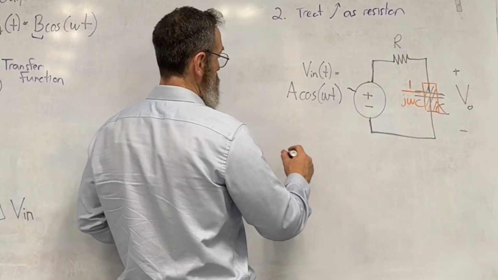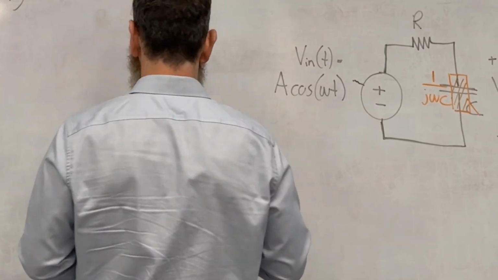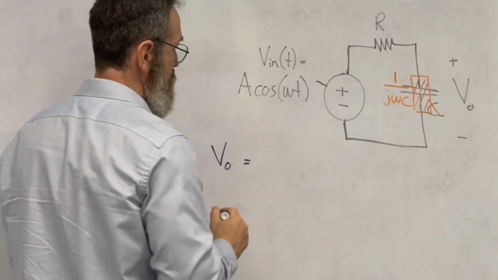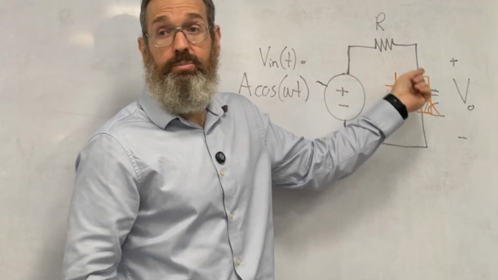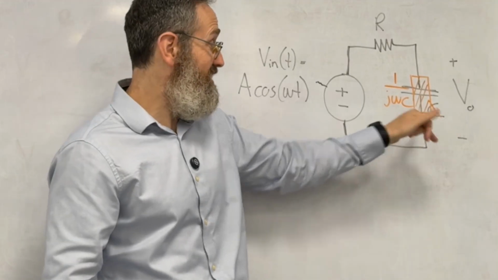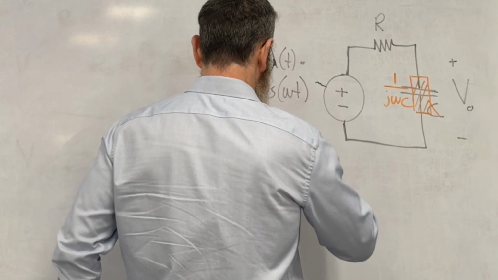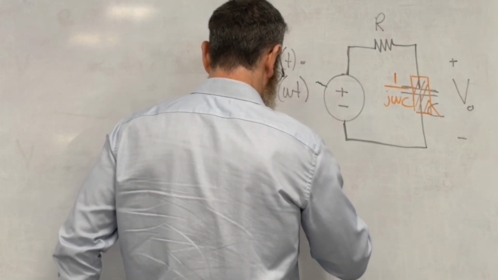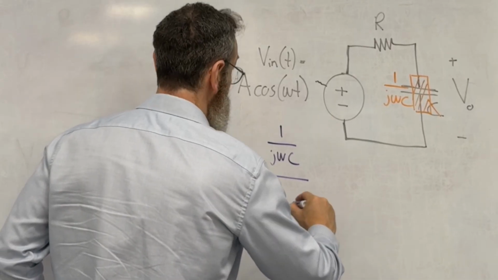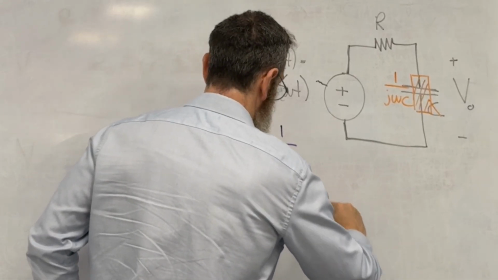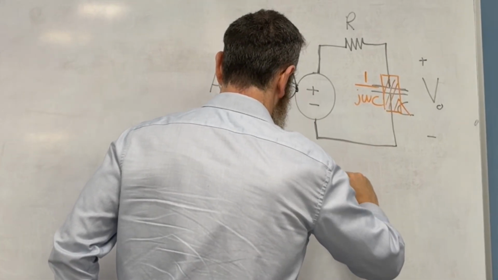So what we're going to say now is that V out, and we're going to use the same voltage divider equation. How do we do a voltage divider? It's this resistance over the combination of the resistances. This is a resistance now. So we're just going to write 1 over JWC over 1 over JWC plus R, and this is multiplied by V in.